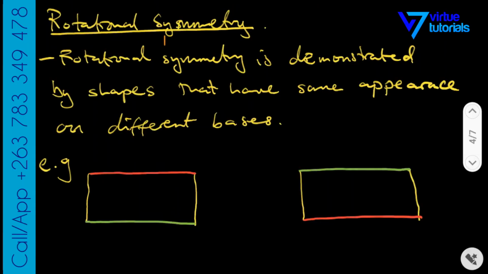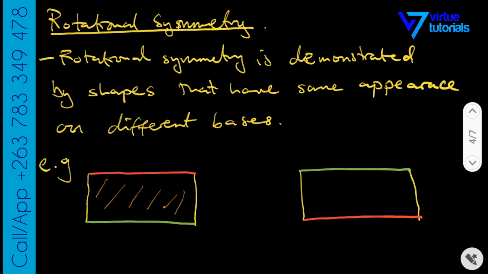Now let's proceed to rotational symmetry. Rotational symmetry is demonstrated by shapes that have the same appearance on different bases. If we look at our shape here, it's a rectangle, and the rectangle is sitting on the green base. So you see the green side. The green side is the base here, and this is roughly the shape that we're getting.